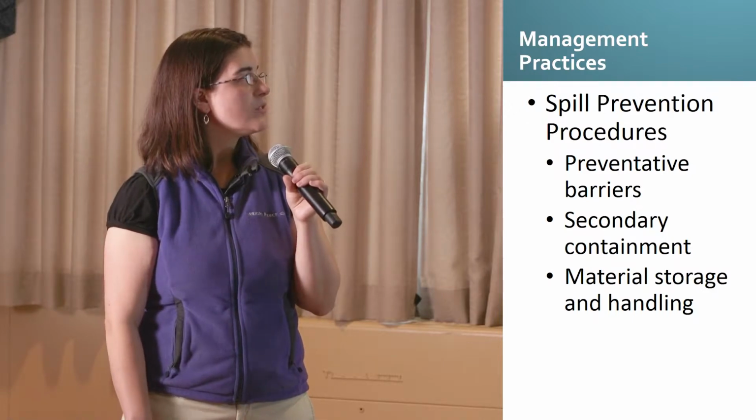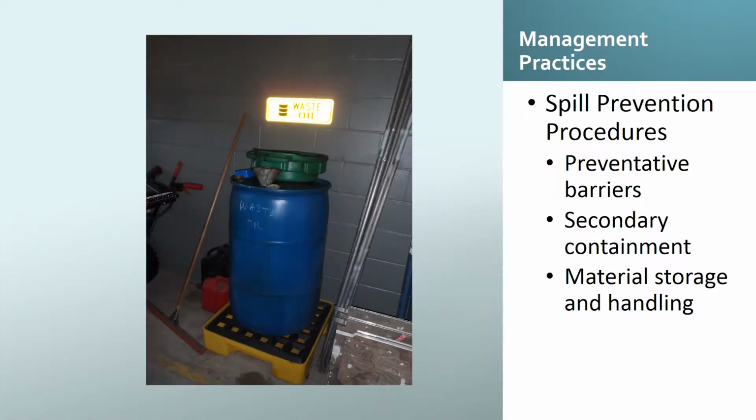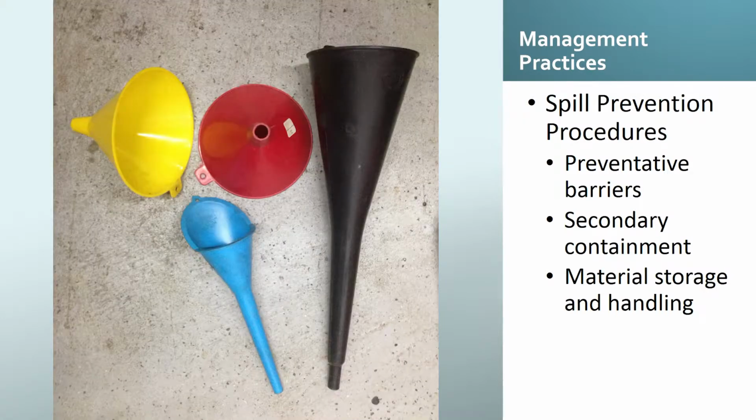And then material storage and handling. Around this outdoor above ground storage tank, you have guardrail and bollards to provide preventative barriers. This drum of used waste oil is being stored on a spill pallet. And for material storage and handling, you could use funnels or fill reels.